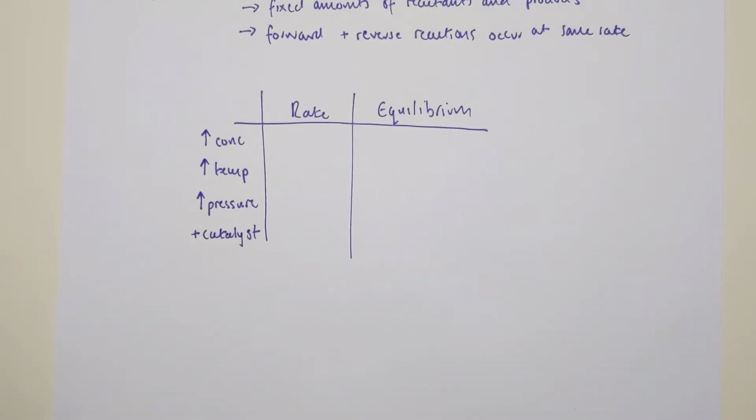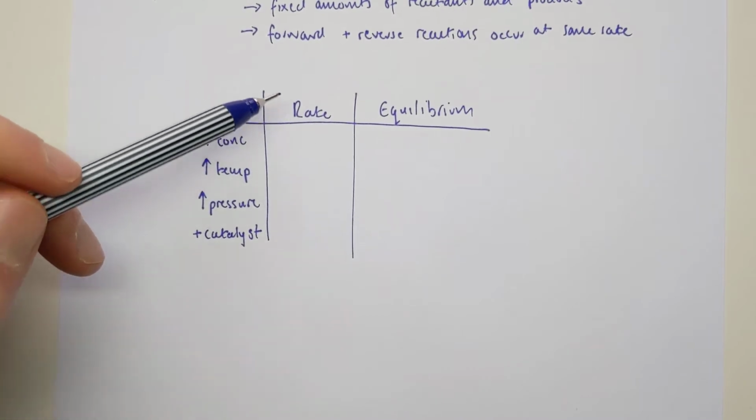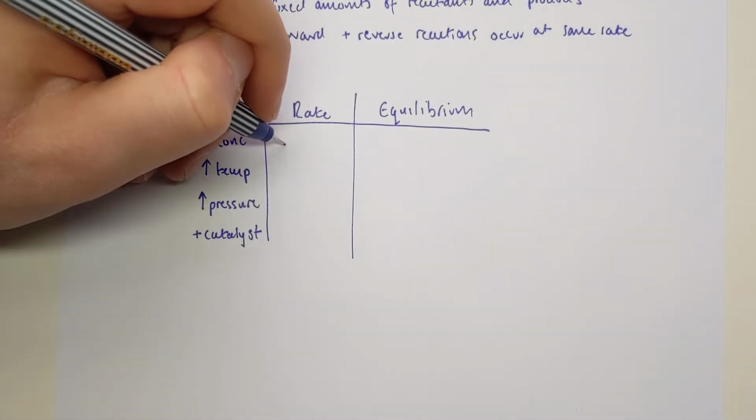So to flesh that out a wee bit more, here's a little side-by-side comparison of how different factors might affect the rate and equilibrium and how they actually are different considerations to have. If I increase the concentration of something in my reaction, that will always increase the rate.